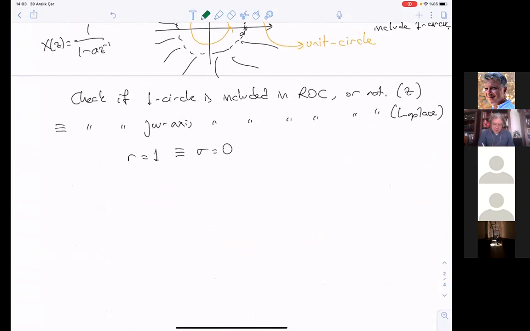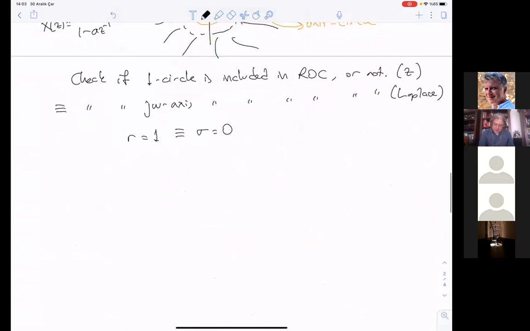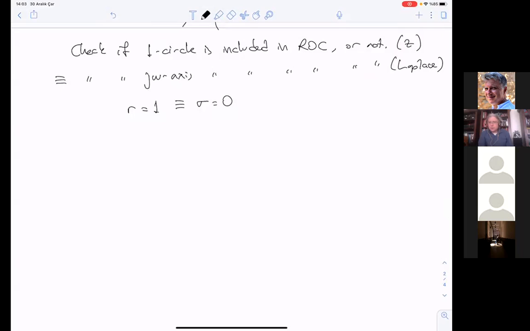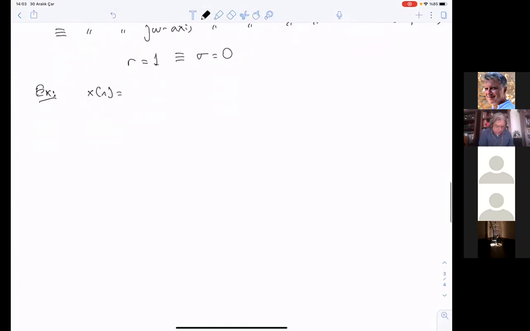Now let's give another example. Let's continue with another example that contains two first-order systems. That's very regular practice. Consisting of two exponentials. So x of n for this example is equal to, let's say, 7 times 1 over 3 to the power n u of n minus 6 times 1 over 2 to the power n u of n. So we have two exponential terms, and they seem to be decaying exponentials.